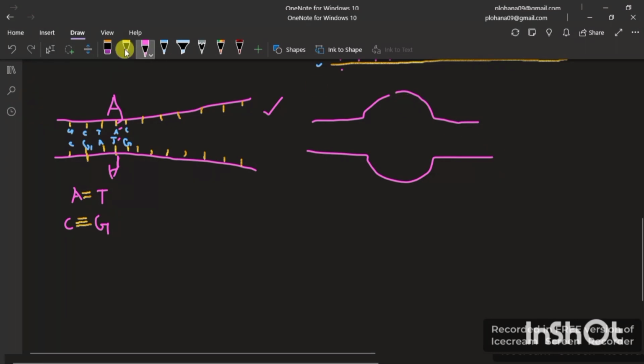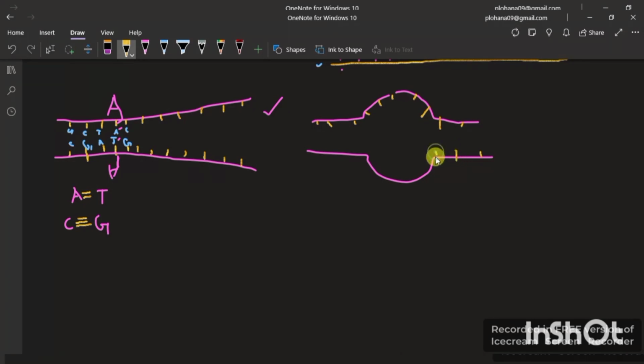Let me make nucleotides here now. These will be the nucleotides, the complementary nucleotides of this. Now it still has the power to join, to attract the complementary strand.